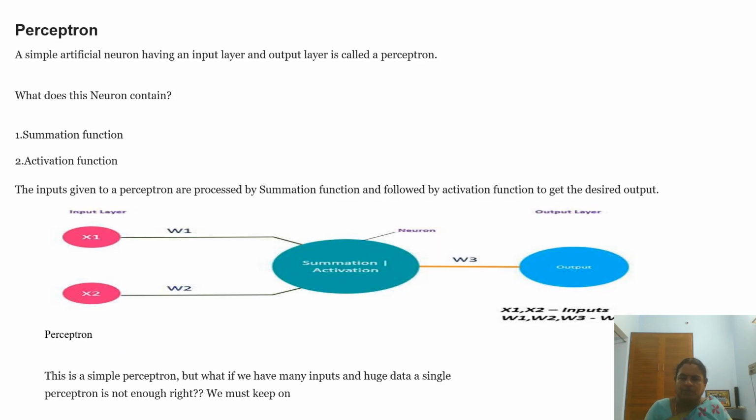So next we move on to the next topic, that is perceptrons. Before going to multi-layer perceptron, let us see what a perceptron is. A perceptron is nothing but a simple artificial neuron having an input layer and an output layer. Then what does this neuron contain? This neuron contains the summation function and activation function. So the inputs given to a perceptron are processed by the summation function and followed by the activation function to get the desired output. It is given in the diagram here.